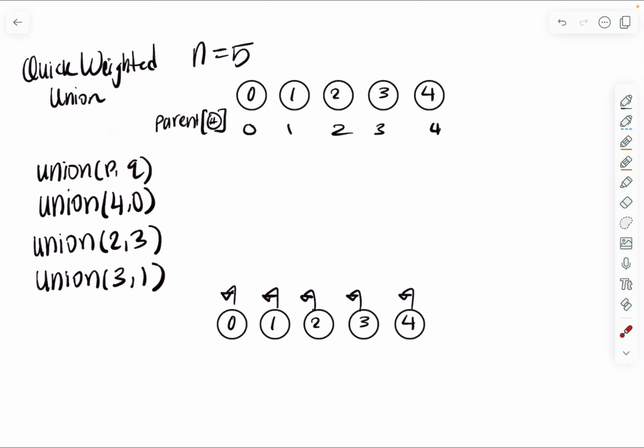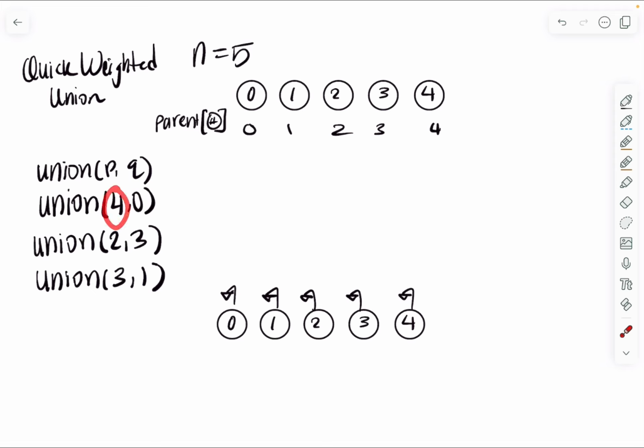But now quick weighted union, it's not based on status. We're not going to make the root of the people a child of the root of the queen just because it's the queen. Now it's based on how much weight the root of the queen has, or the root of the people. Whichever one is smaller, that's the one we're going to connect to the other one. And you'll see what I'm talking about. So here's how we do it.